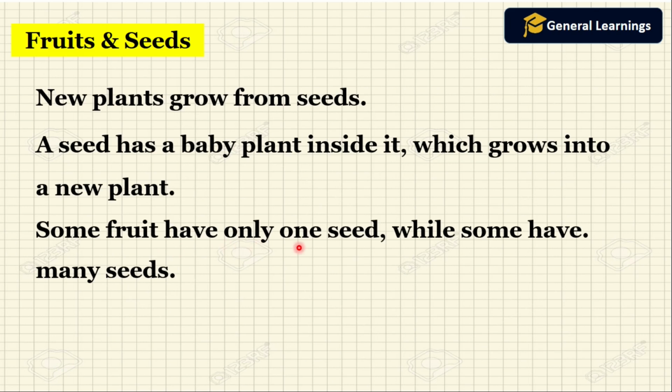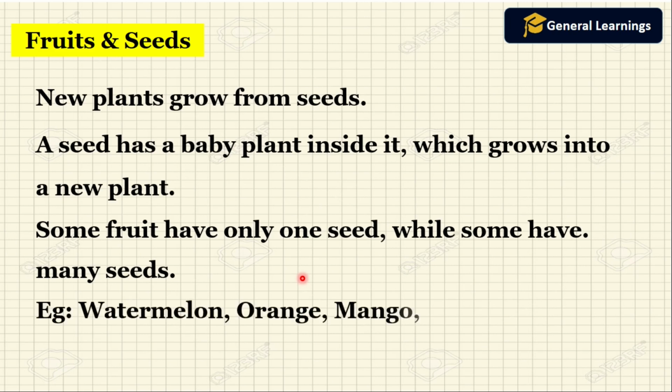Some fruits have only one seed, while some have a few seeds and some have many seeds. For example, watermelon has many seeds, whereas orange has only a few seeds, whereas mango has only one seed. Okay, so every seed has a baby plant that will grow into a new plant.